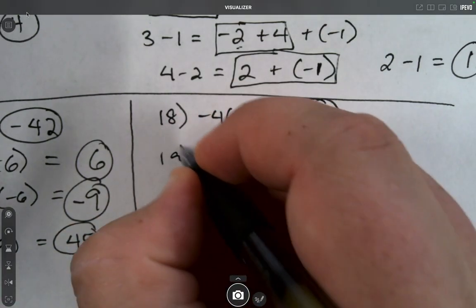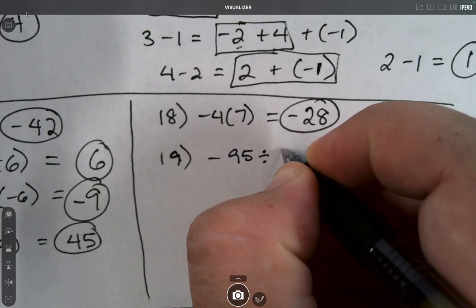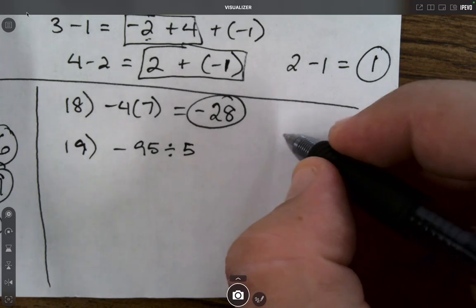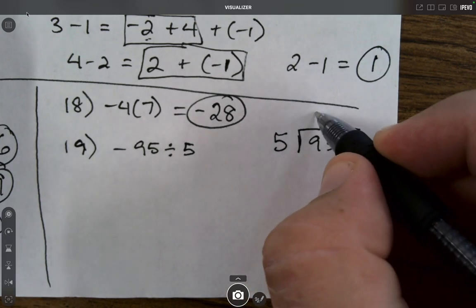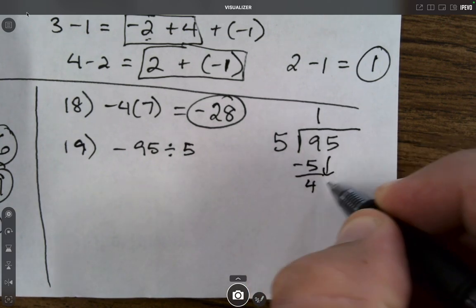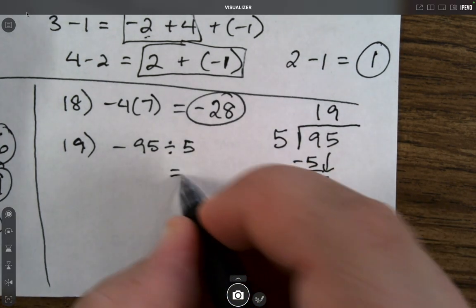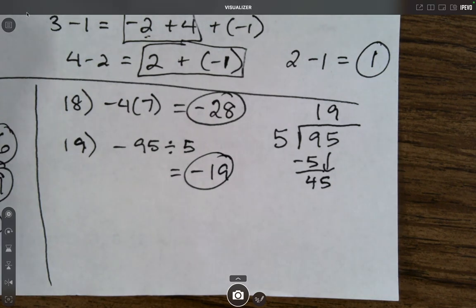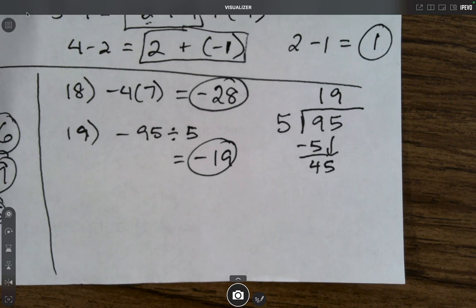Okay, 19 may take a little more work. May or may not be one you can do in your head, and that is okay. So -95 divided by 5. So like I said, that's probably not one you can easily do in your head. So just set it up like you learned long division a long time ago. 5 goes into 9 one time. 1 times 5 is 5. 5 goes into 45 9 times. So our answer is 19. And because the signs are different, one negative, one positive, our answer is negative. Different signs mean a negative answer.